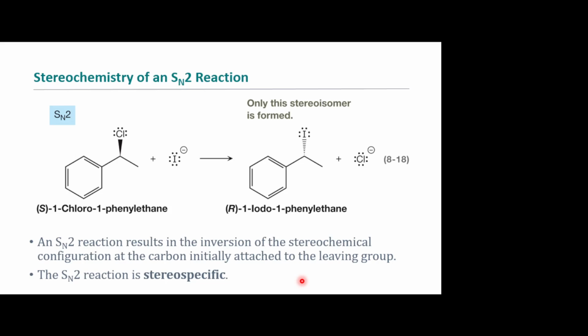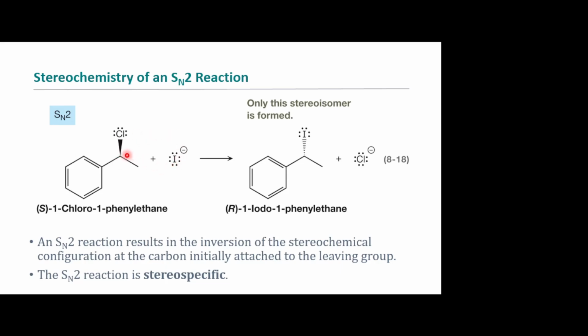Now, this is the SN2 reaction, and notice we get exactly one stereoisomer from this. In an SN2 reaction, you always have attack from the opposite side. In case you're wondering where this stuff's coming from, this is actually MO theory. That's why we talked about MO in the orbitals and attacking from the opposite side.